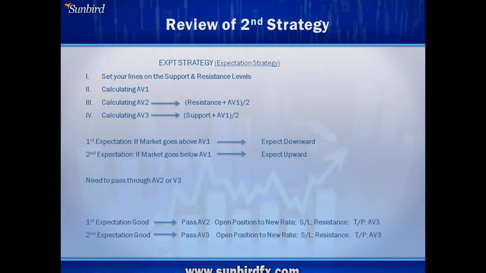Now, how do we start our EXPT strategy? Simple. Now that we have set up our lines, our resistance, average 1, average 2, and average 3, we start expecting a few things. Our first expectation is that if the market goes above average 1, higher than average 1, expect downward movement. It needs to pass through either average 2 or average 3. Sorry, I put V3, but it's average 3. So it goes above average 1, then wait until it breaks average 2. Once it breaks average 2, get ready to open a position.